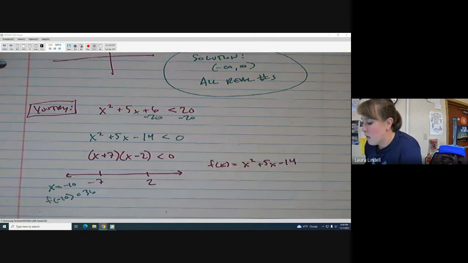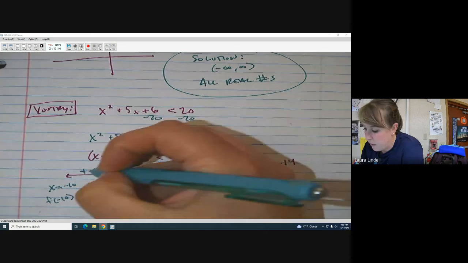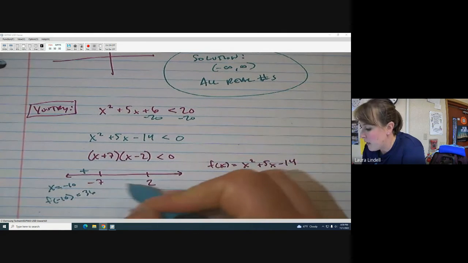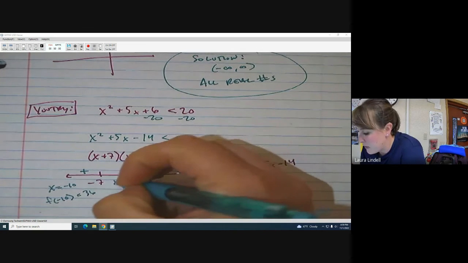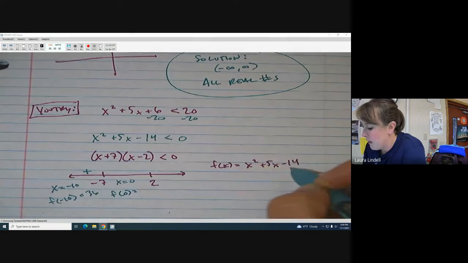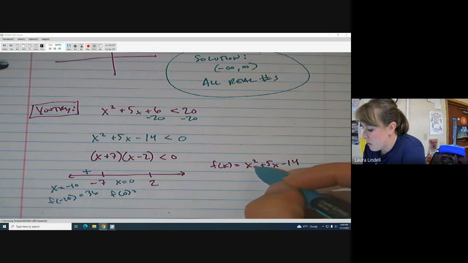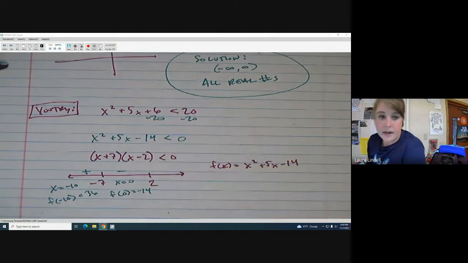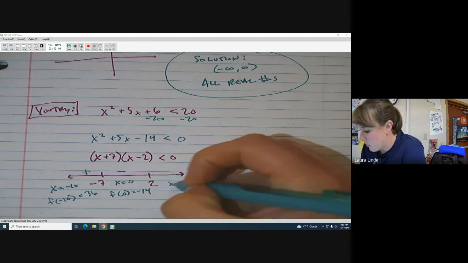All right. Then we'll note that that's positive. And then we're going to do the same thing with something in between -7 and 2. So let's try x equals 0, since that's in between those. F of 0 is -14. So if I plug in 0, we get 0 plus 0 minus 14. So that's negative. And then finally, something greater than 2, I'm just going to go with 3.